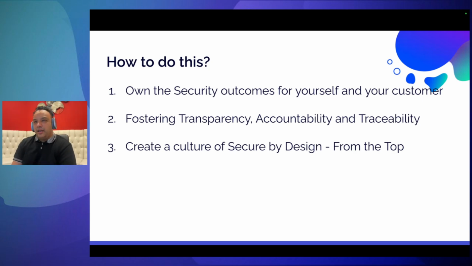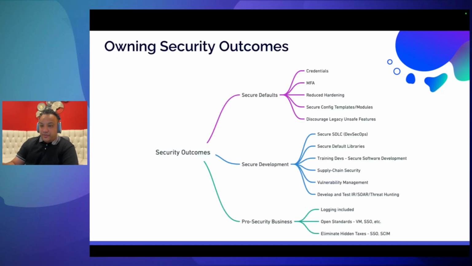There's no way it's going to happen, right? So this culture of security by design, or secure by design, has to come from the top, and we look at how that can be done as well. Let's start off with the first one, which is owning security outcomes.